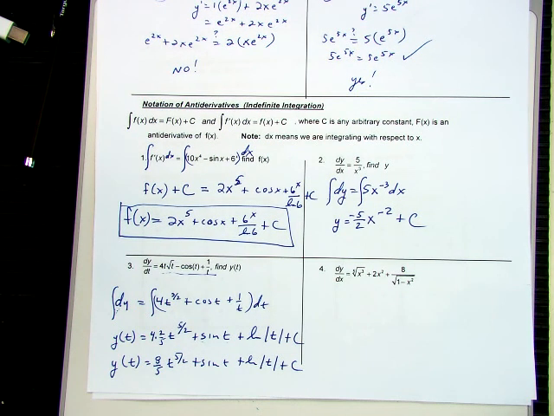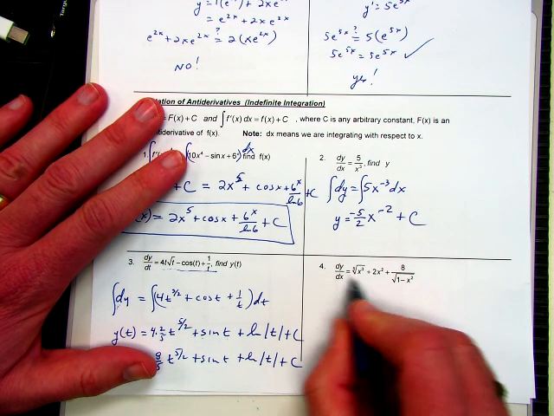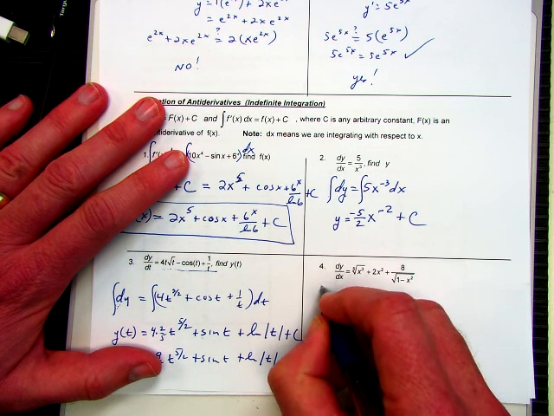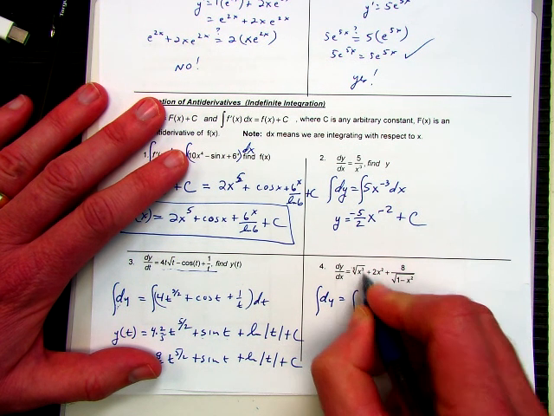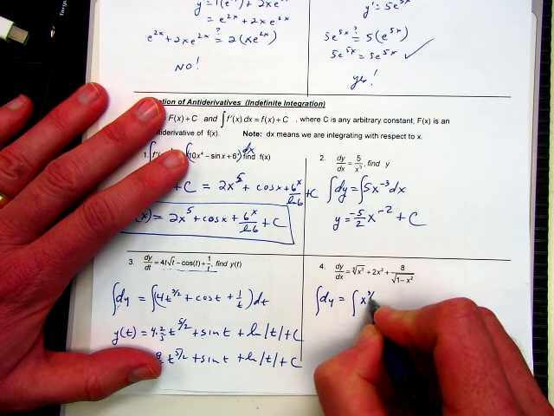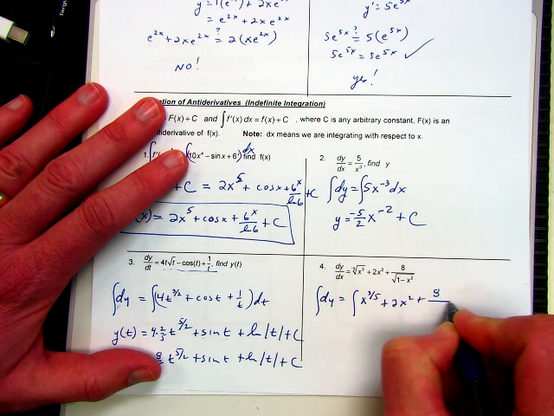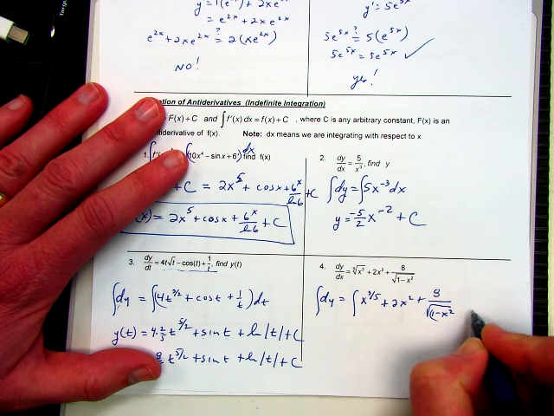All right, we need to rewrite this one. I'm going to move the dx over, and I'm going to write this with exponents instead. So I get dy, antiderivative of that is equal to, this is x to the 3/5 plus 2x squared plus 8 over the square root of 1 minus x squared. Oops, x squared, and then I have dx here.